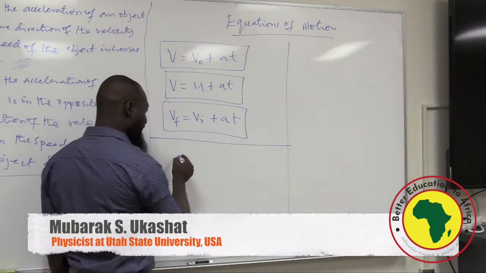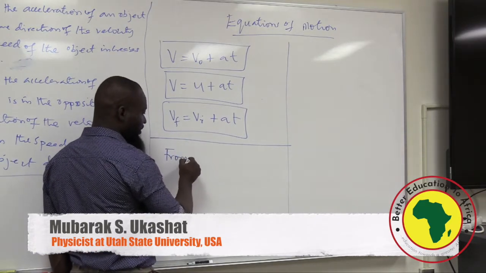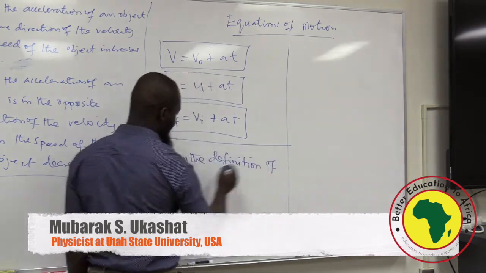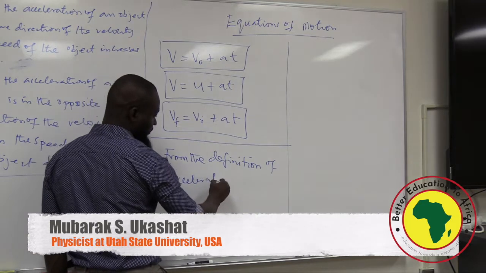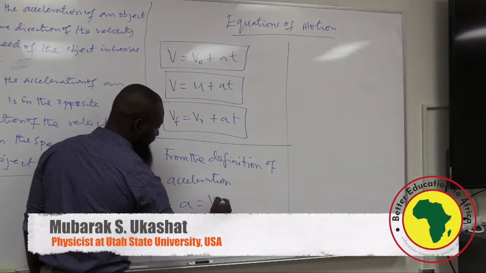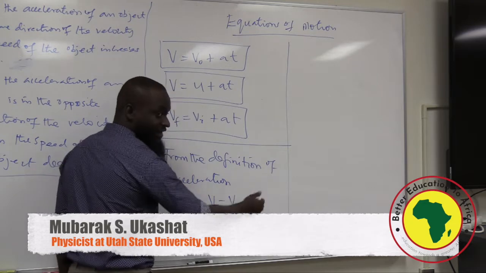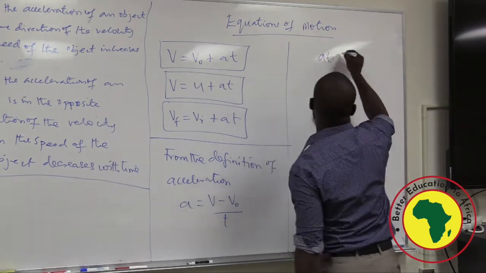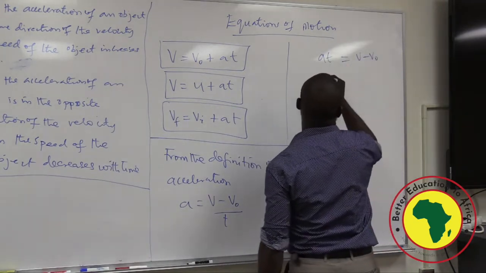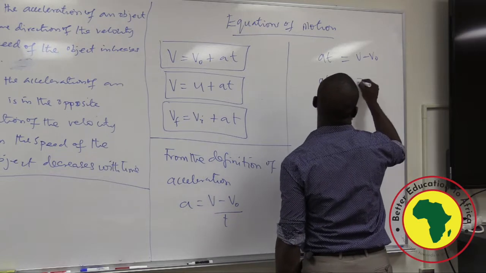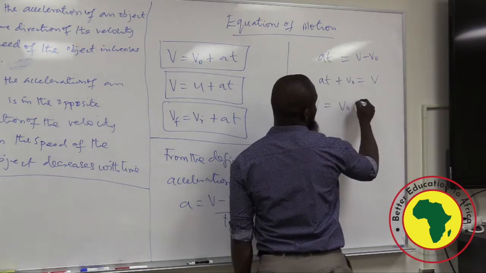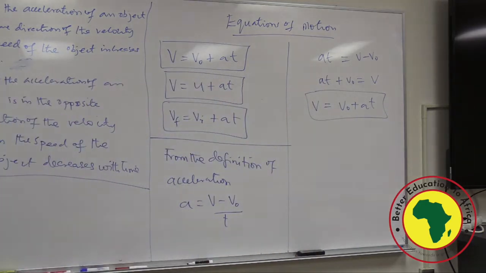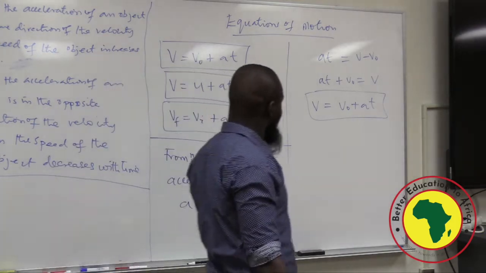Now, from the definition of acceleration, this one just pops up. If you remember, acceleration A was V minus V naught over T, or V final minus V initial over T. So when you cross multiply, A times T is V minus V naught. When V naught comes over here, A times T plus V naught is V. So we say V equals V naught plus A T. That's just the first equation. It's just from defining acceleration. Is that okay?